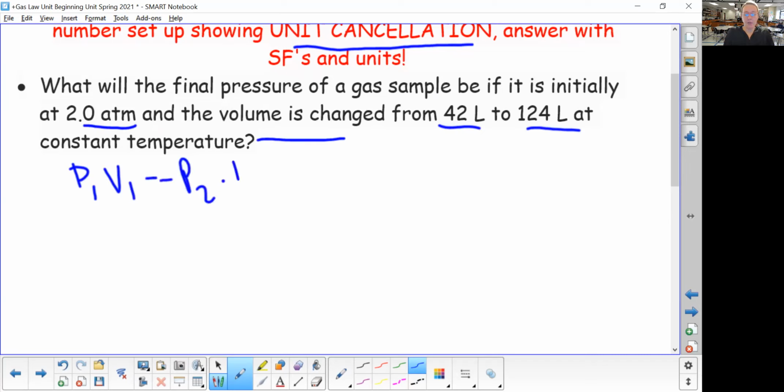You might not at first recognize how to set it up, or another way to do this is to write the whole combined gas law.